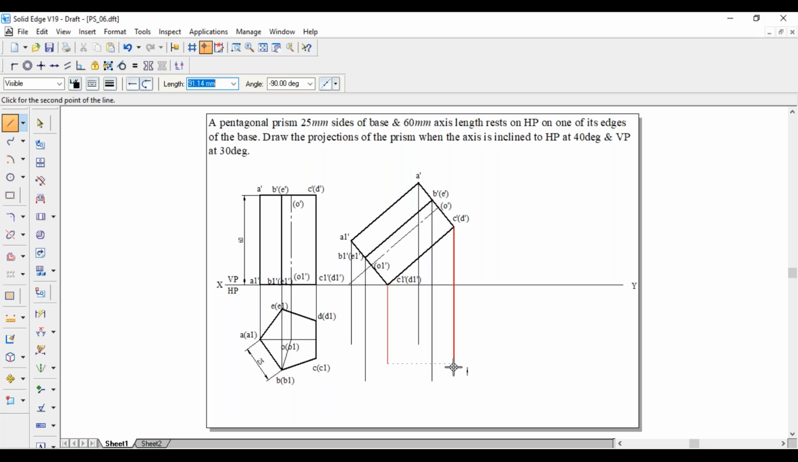So we'll project horizontally from E1. Here we will get E1, here we will get E. D1, so directly D. Here D1 we will get A1. This is A1, here A. C1, C. And B1, B1 and B.